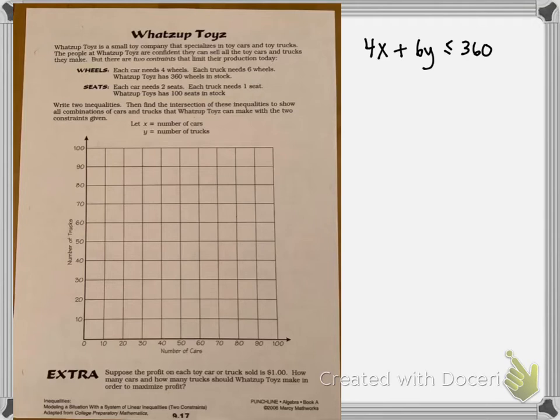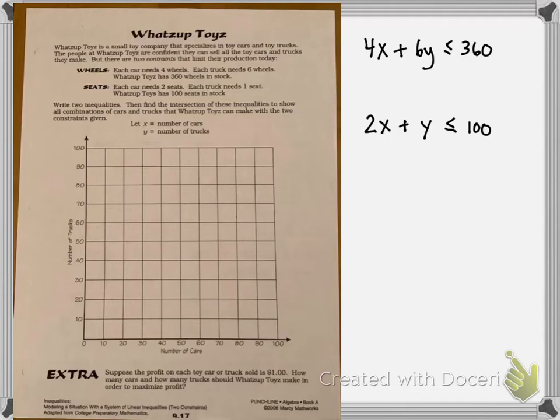And then the second constraint is seats. Each car needs 2 seats, so that's going to represent a 2x right there. And a truck has 1 seat, so that's going to be plus y. If you'd like to put a 1y, that's fine. And it has 100 seats in stock, so that means I could have at most 100 seats, so less than or equal to 100. All right, there are my two constraints. I have written the two inequalities based on those constraints. So I have to find the intersection of the inequalities to show all the combinations of the cars and trucks.